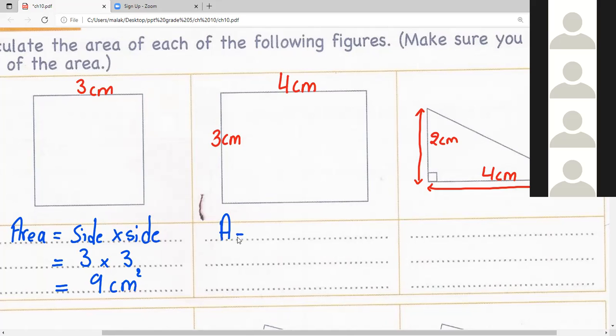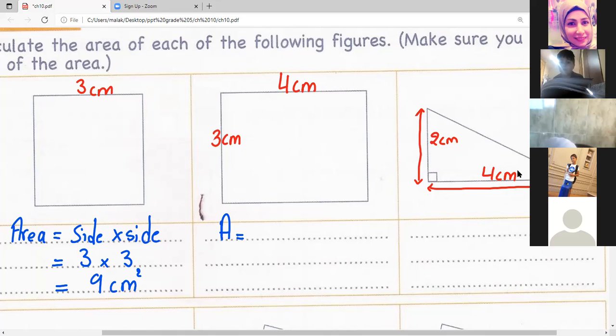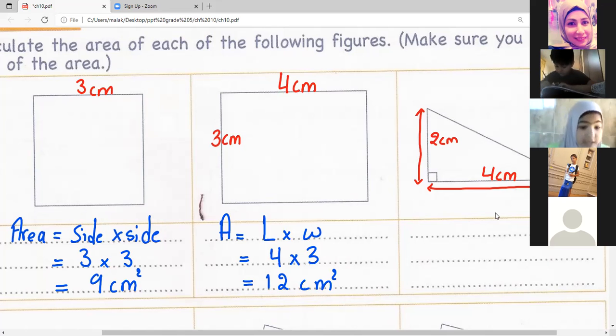Area of the rectangle. Rule: length times the width. So which two numbers? We got 4 times 3 equals 12. Bravo Mohammed, 12 centimeter square. Okay, Mariam.